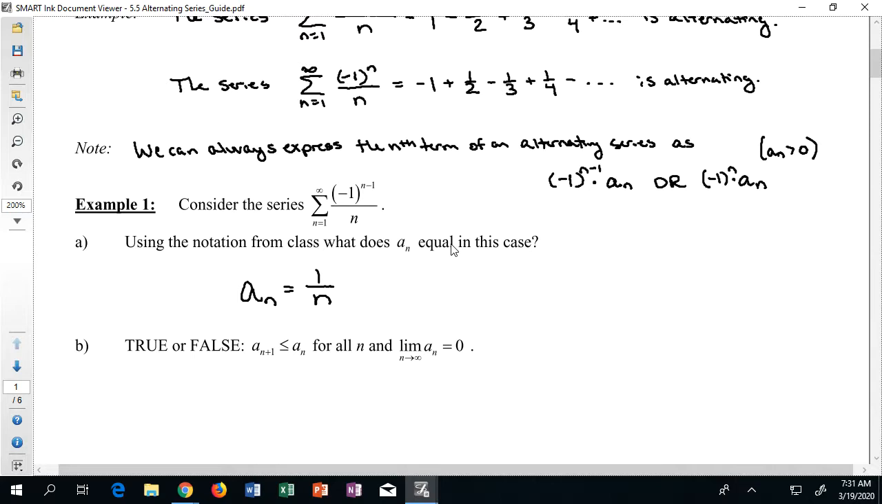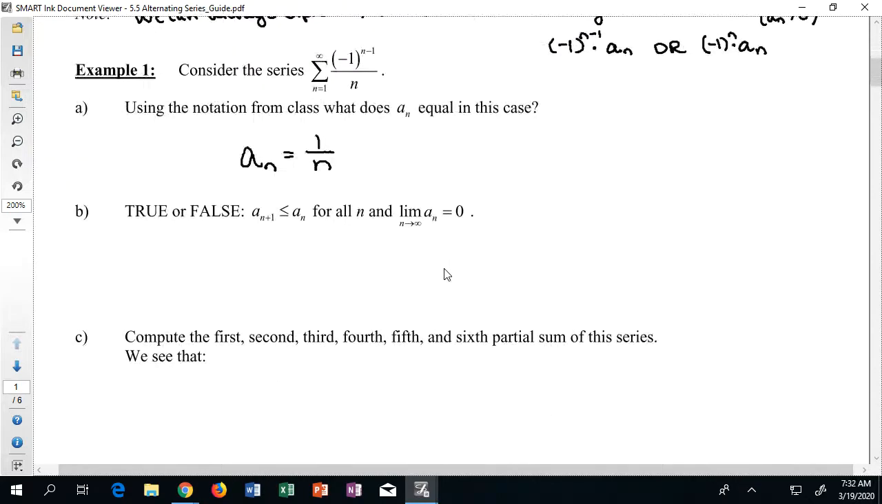This is going to be an important thing to consider, because in example 1, our goal is to see how I could take an alternating series and determine if it converges or diverges. I'm going to ask a whole bunch of different true-false questions and some smaller bits and pieces to help work up to a conclusion. And then we'll summarize all this in a nice theorem.